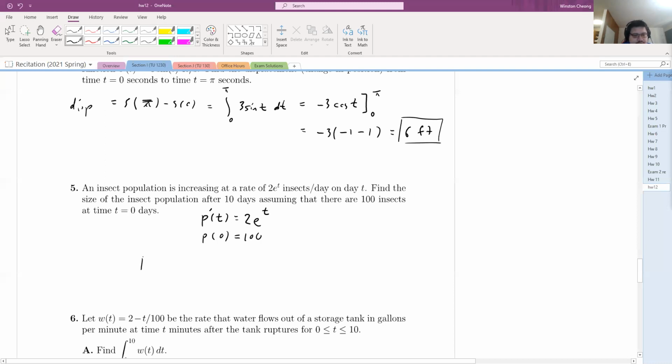That's p of 10. And since we have 2 different points in time, it would make sense to plug in p of 10 minus p of 0, which is then going to be the integral from 0 to 10 of the p prime dt. Okay, and so we can integrate that to e to the t, evaluate this from 0 to 10, and plug in. So when we plug in, we'll get e to the 10 minus e to the 0, which is just 1.